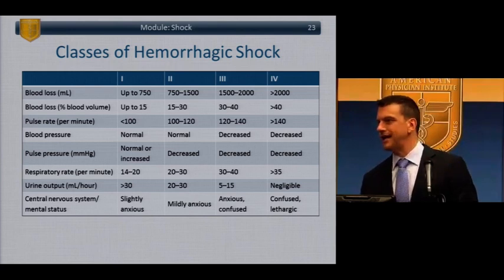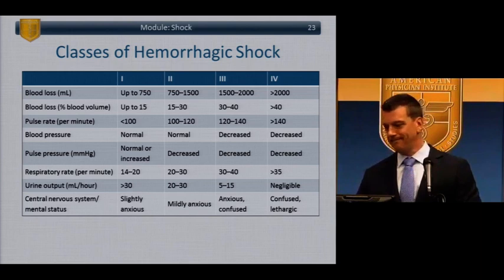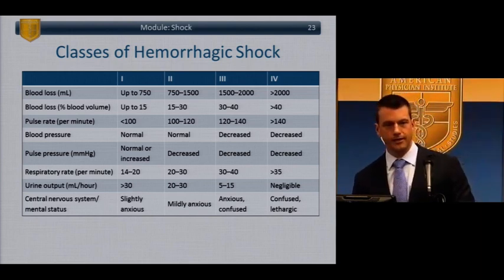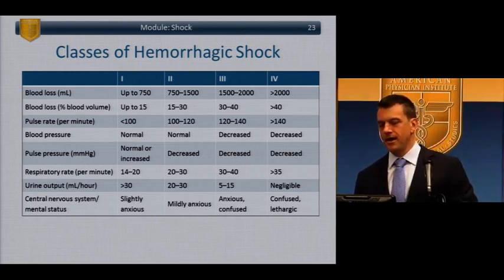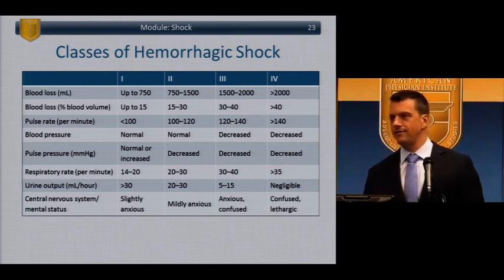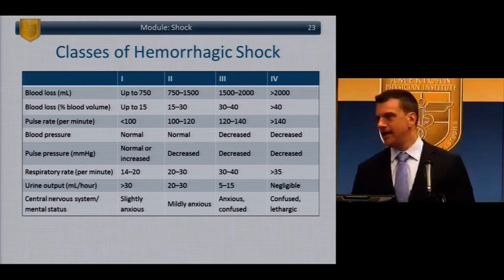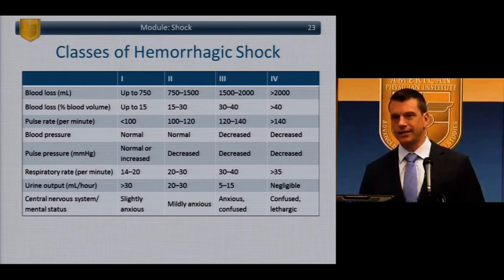And finally, we get to class 4 shock. This is not something you want to see. This is a point where it's sort of do or die for the patient. This is more than 2 liters of blood loss, more than 40% of circulating blood volume. Heart rate is through the roof, greater than 140. Blood pressure's down, pulse pressure's down. Respiratory rate is over 35. There's no urine output, and the mental status has deteriorated to lethargy or abject confusion, if they're doing anything at this point. Not where you want to find a patient.